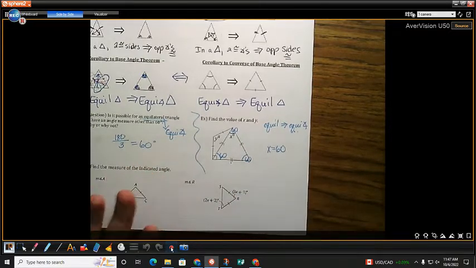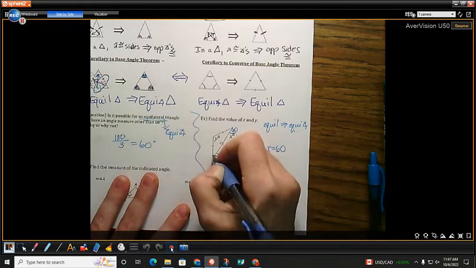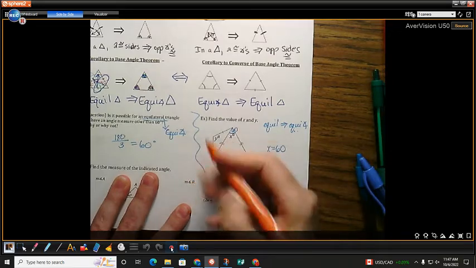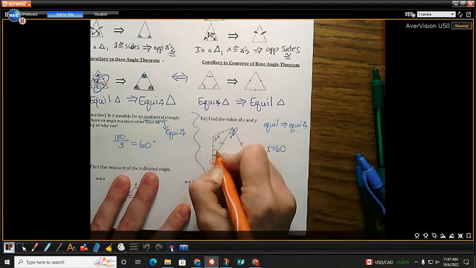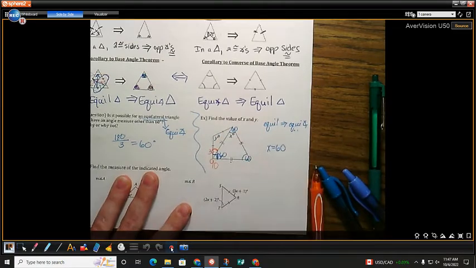Okay, that was rough. Then what did you have to notice? That there's a right angle here. How big are right angles? 90. Well, if it's 90, how big is this little part right here? 30. It's 30. And then you notice something else.